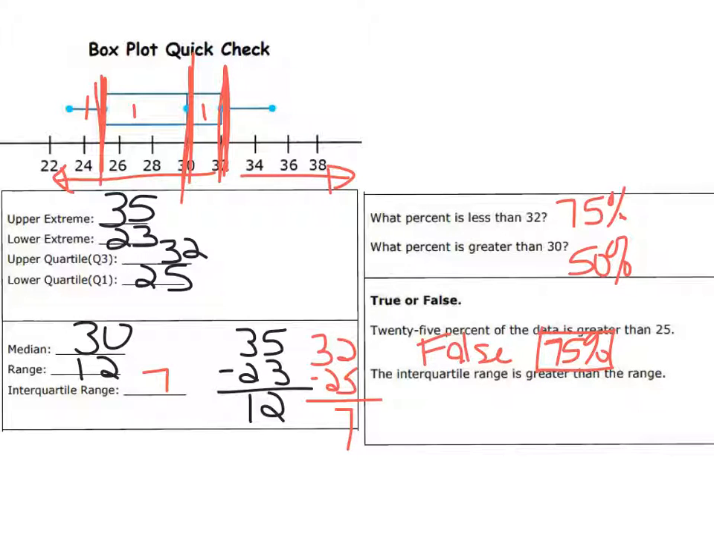Okay, the interquartile range is greater than the range. Is that true or false? False. Okay, it should be what? Instead of greater than, it should be what? Less than. Okay, usually when you're asked true and false questions, make sure you know how to correct it to make it true. That way you know that you are doing it correctly. Okay, any questions on box plots?